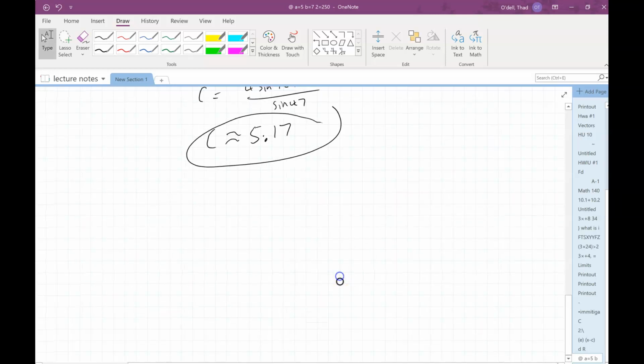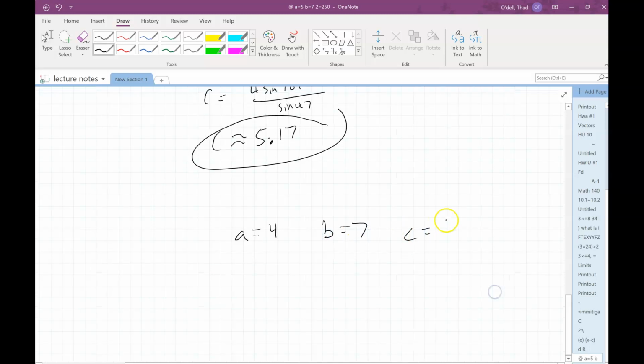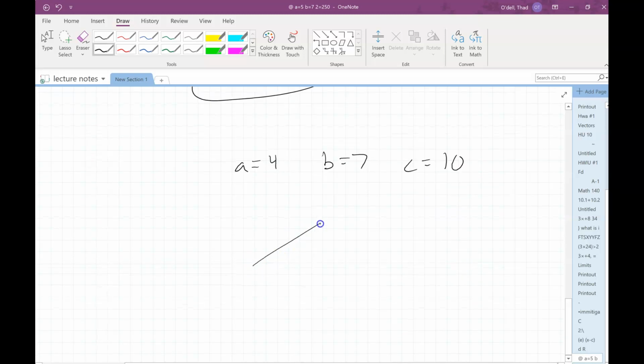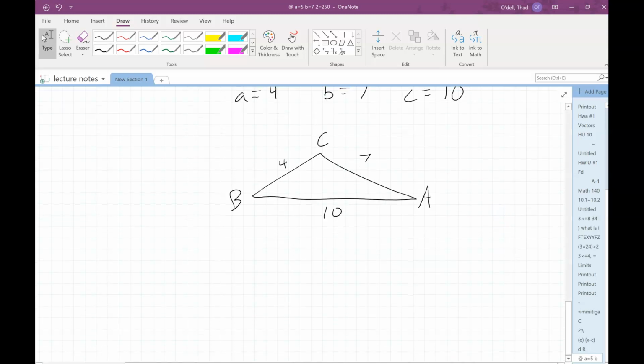Let's say that we have A is 4, B is 7, and C is 10. Okay, so it's going to look something like that, where we'll call that 4, that 7, and that 10. That means this would have to be capital C, this would have to be capital A, and that would have to be capital B. So again, we can't use law of sines because we don't have an angle on the side opposite it. So we're going to have to use law of cosines. So I'm going to pick an angle that I want to find first. Maybe I'll find A first.